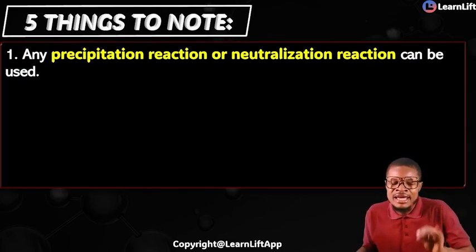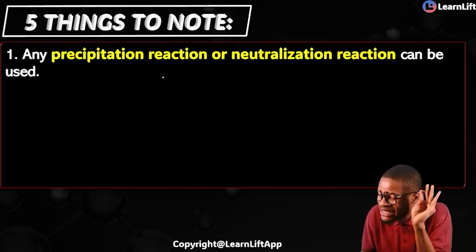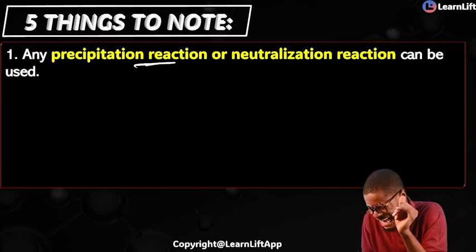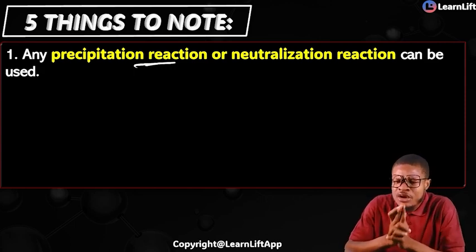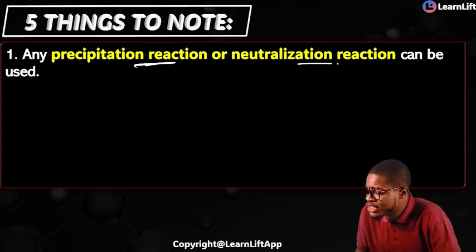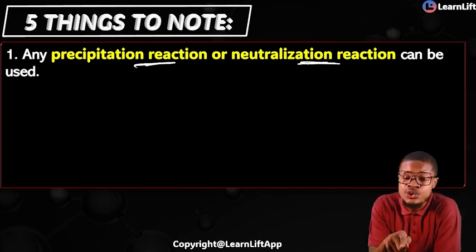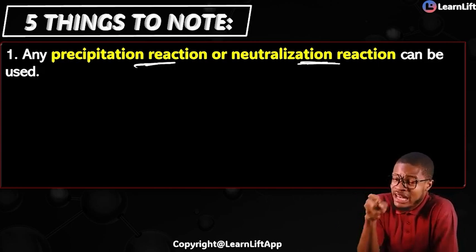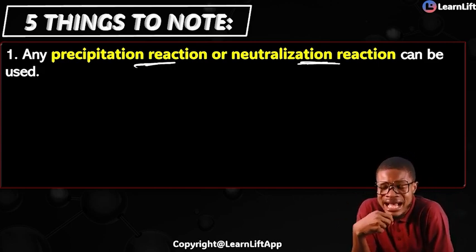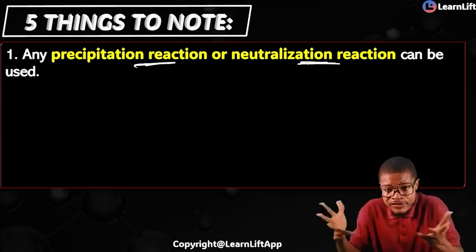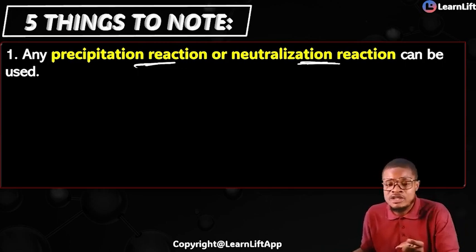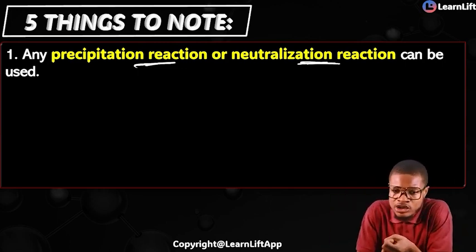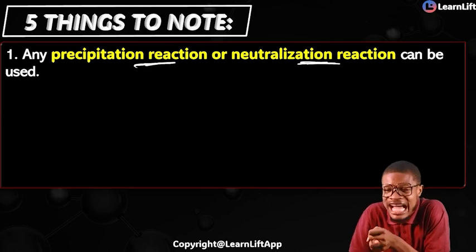Number 1: any precipitation reaction. Carry your pen, be writing with me. Any precipitation reaction or neutralization reaction can be used to explain the law of conservation of mass or the law of conservation of matter. 5 things to note about the law of conservation of mass. Please, what type of reaction can we use? Any precipitation reaction or neutralization reaction can be used.